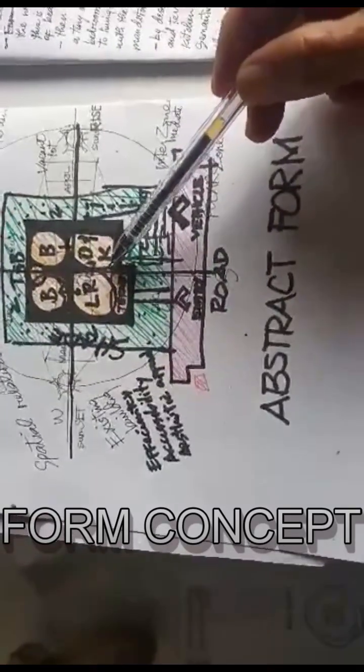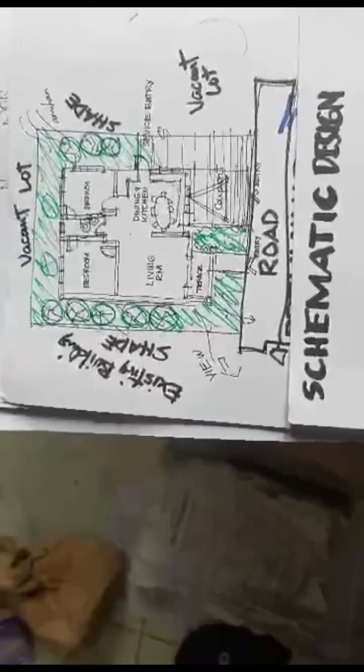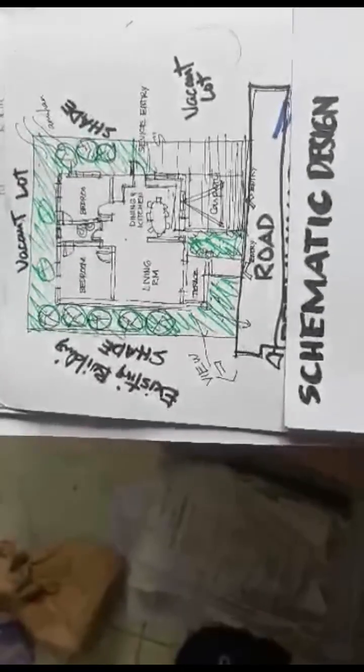From here, our semantic descriptors would be efficiency, accessibility, and aesthetic appeal. So these are our semantic words, no, to be used. Okay, now proceed to the next stage, which we call schematic design.